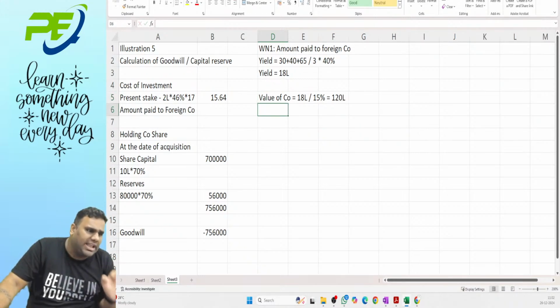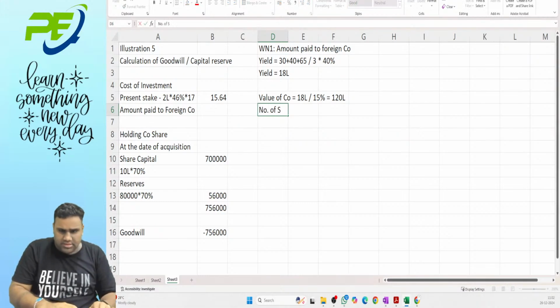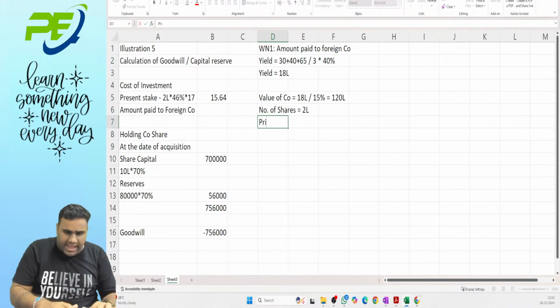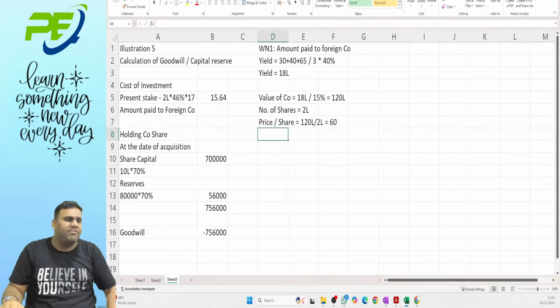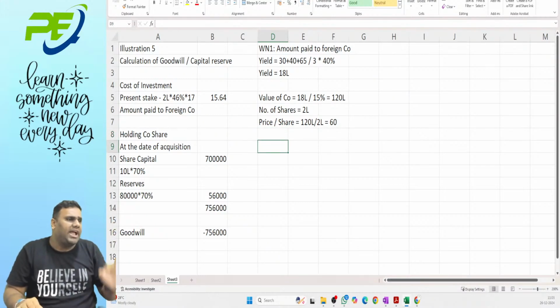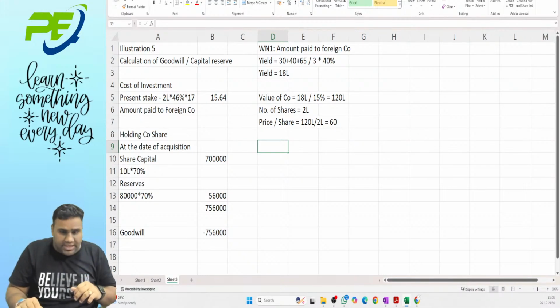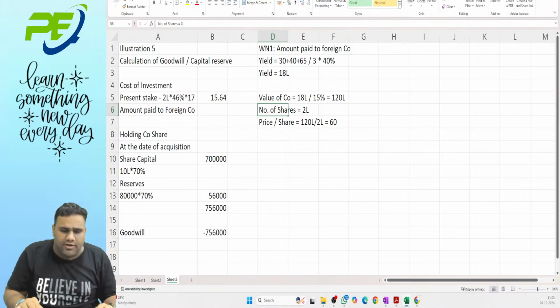So this is the value of company. And number of shares is 2 lakhs. So price per share is 120 lakhs divided by 2 lakhs, which is equal to 60 per share. Everyone, till here, is it clear? Now they are telling 60 lakh is the value of company. Sorry, 120 lakh is the value of company.